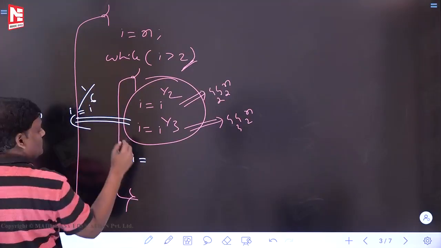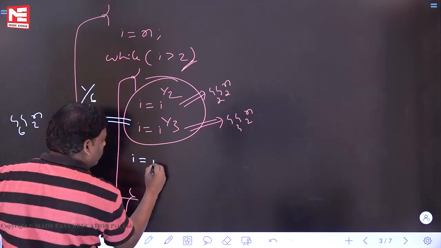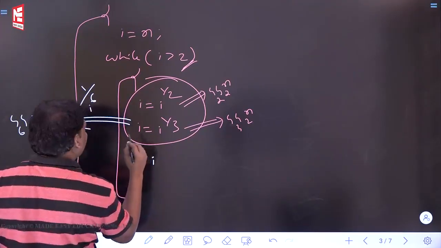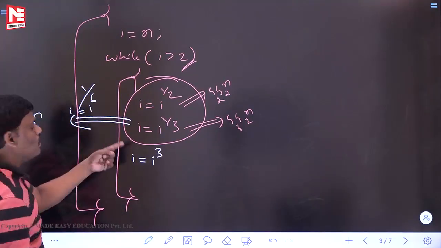I power 1 by 6 is there. Now see what I am doing. Careful, listen: I is equal to I power 3. Make sure that everyone listens.